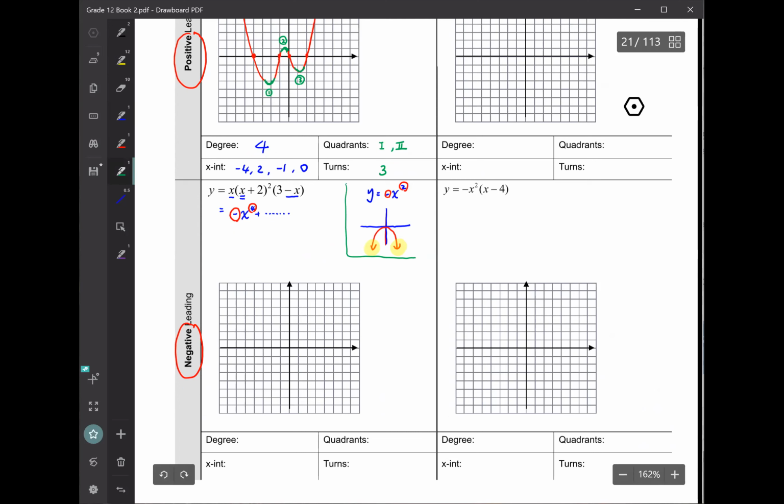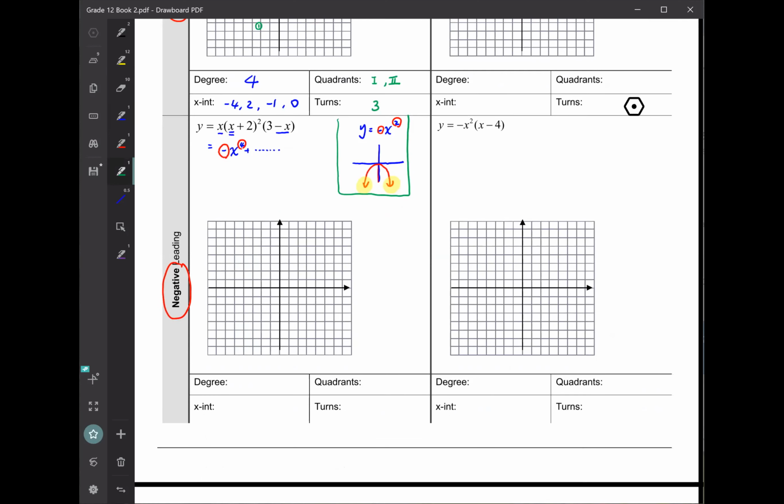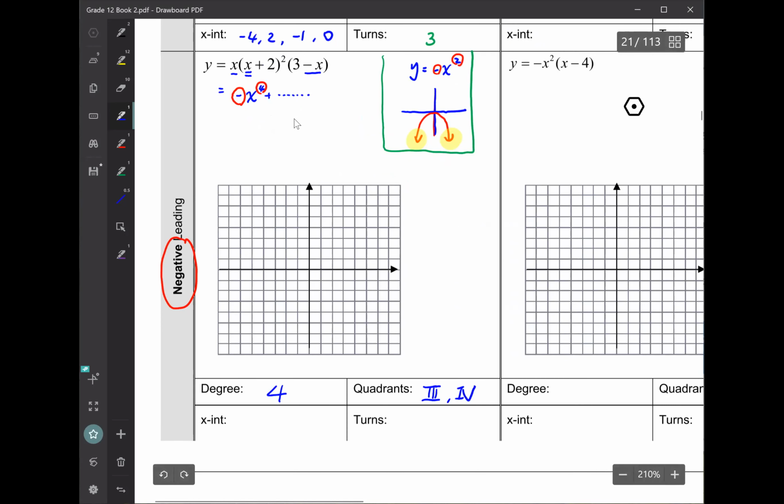So this one has degree 4. We can write that down. Degree 4. Quadrants should be 3 and 4. Now I need to get the x-intercepts. Once again, the function that they give you is already factored. Can you take a look at the function and write out the x-intercepts? When you finish writing the x-intercepts, you can raise your hand.